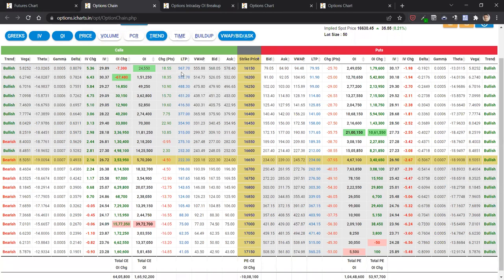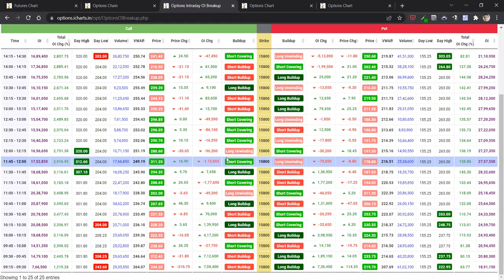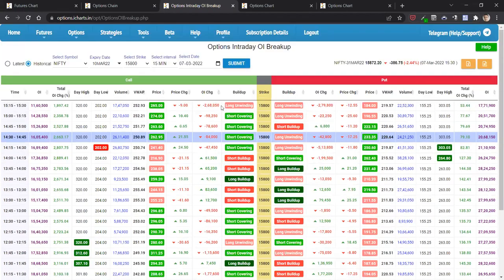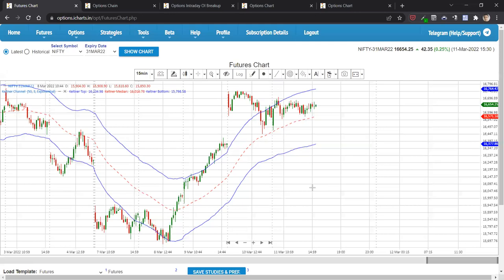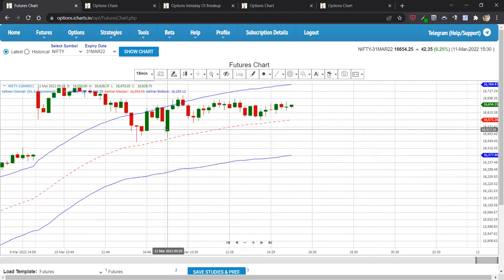And the other tool that I recommend you look at, or rather a setup to take the trades, is this: before you decide what trade you are going to take, you can look at the options intraday OI breakup. To do that, first go to the futures chart. We'll take the last trading day, yesterday's, and the 15 minutes time frame.